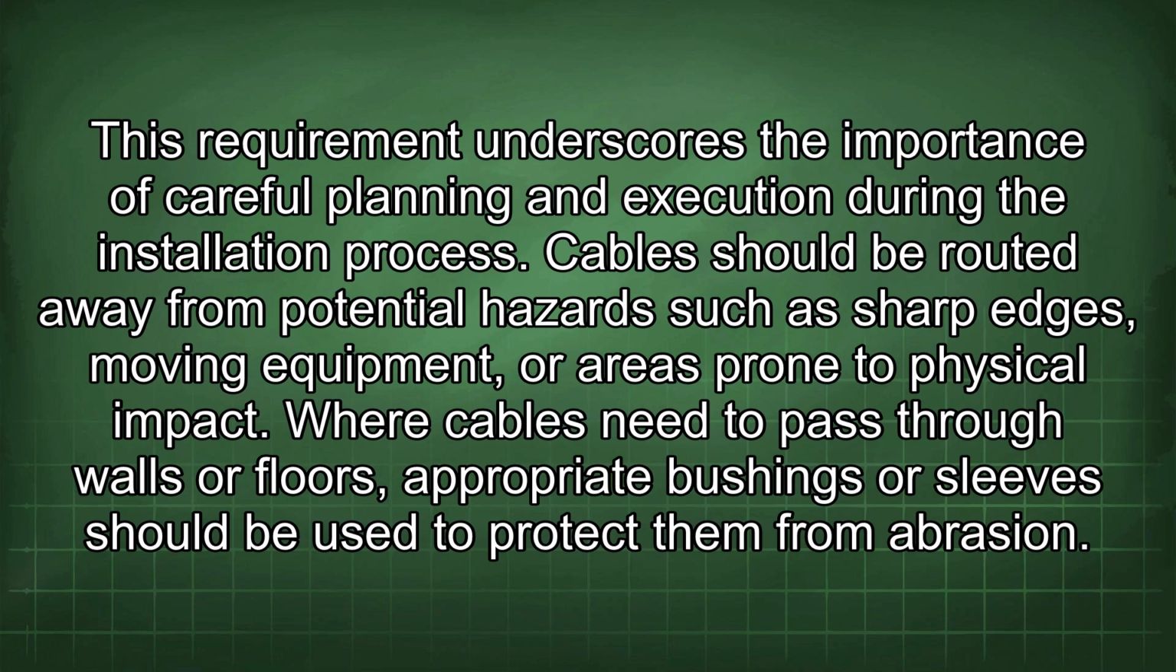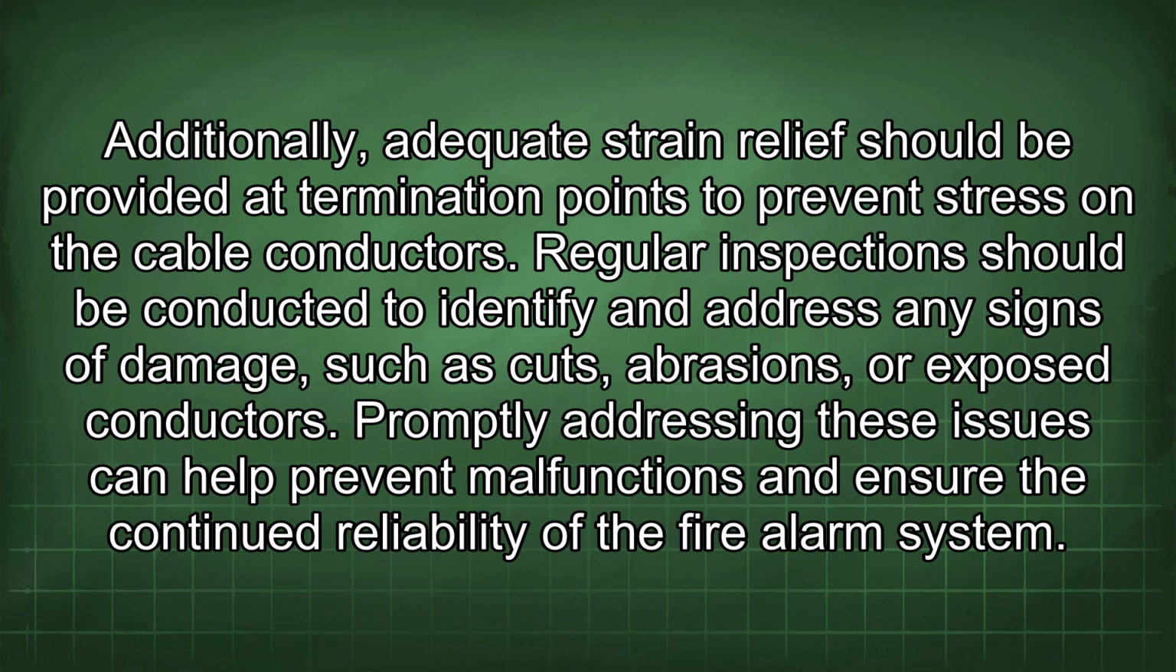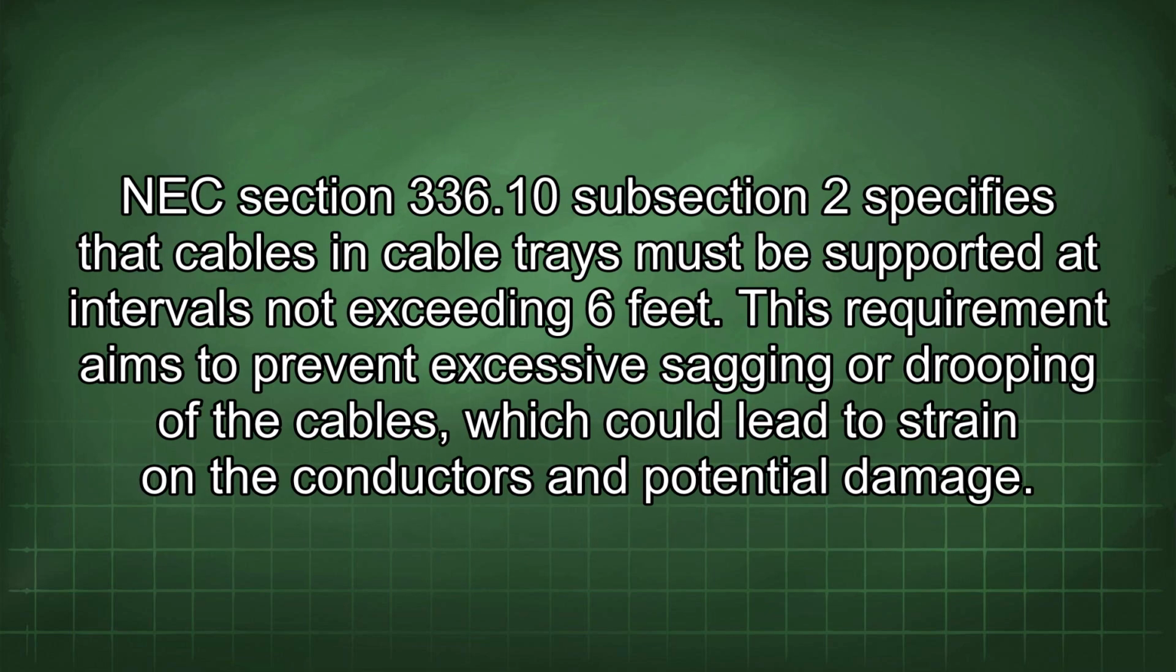Where cables need to pass through walls or floors, appropriate bushings or sleeves should be used to protect them from abrasion. Additionally, adequate strain relief should be provided at termination points to prevent stress on the cable conductors. Regular inspections should be conducted to identify and address any signs of damage such as cuts, abrasions, or exposed conductors. Promptly addressing these issues can help prevent malfunctions and ensure the continued reliability of the fire alarm system. NEC Section 336.10 subsection 2 specifies that cables and cable trays must be supported at intervals not exceeding 6 feet.